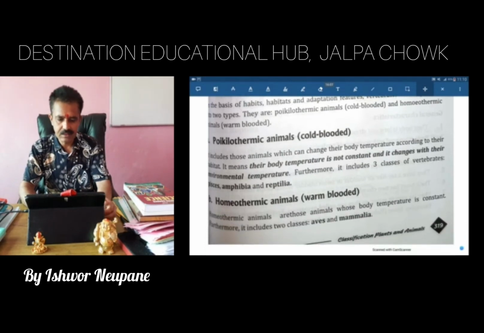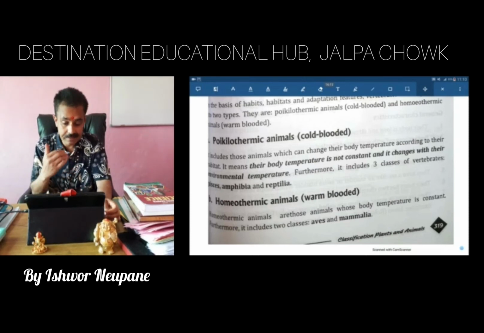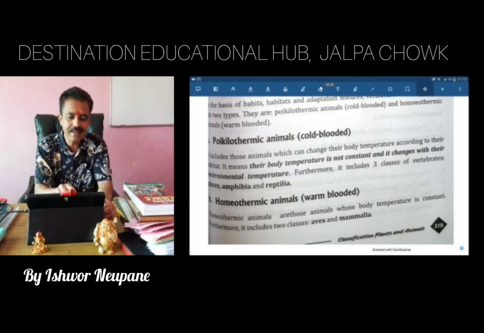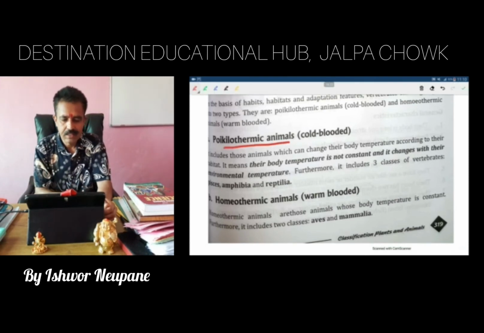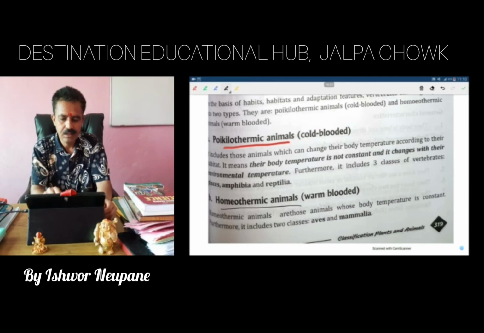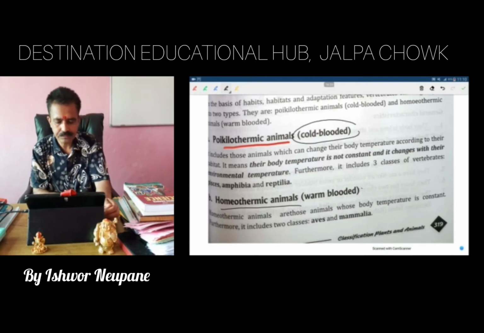And Vertebrata are divided into two groups. What are they? Cold-blooded animals and warm-blooded animals. So cold-blooded animals are called poikilothermic animals and warm-blooded animals are called homothermic animals. Poikilothermic, homothermic. So cold-blooded and warm-blooded, remember.